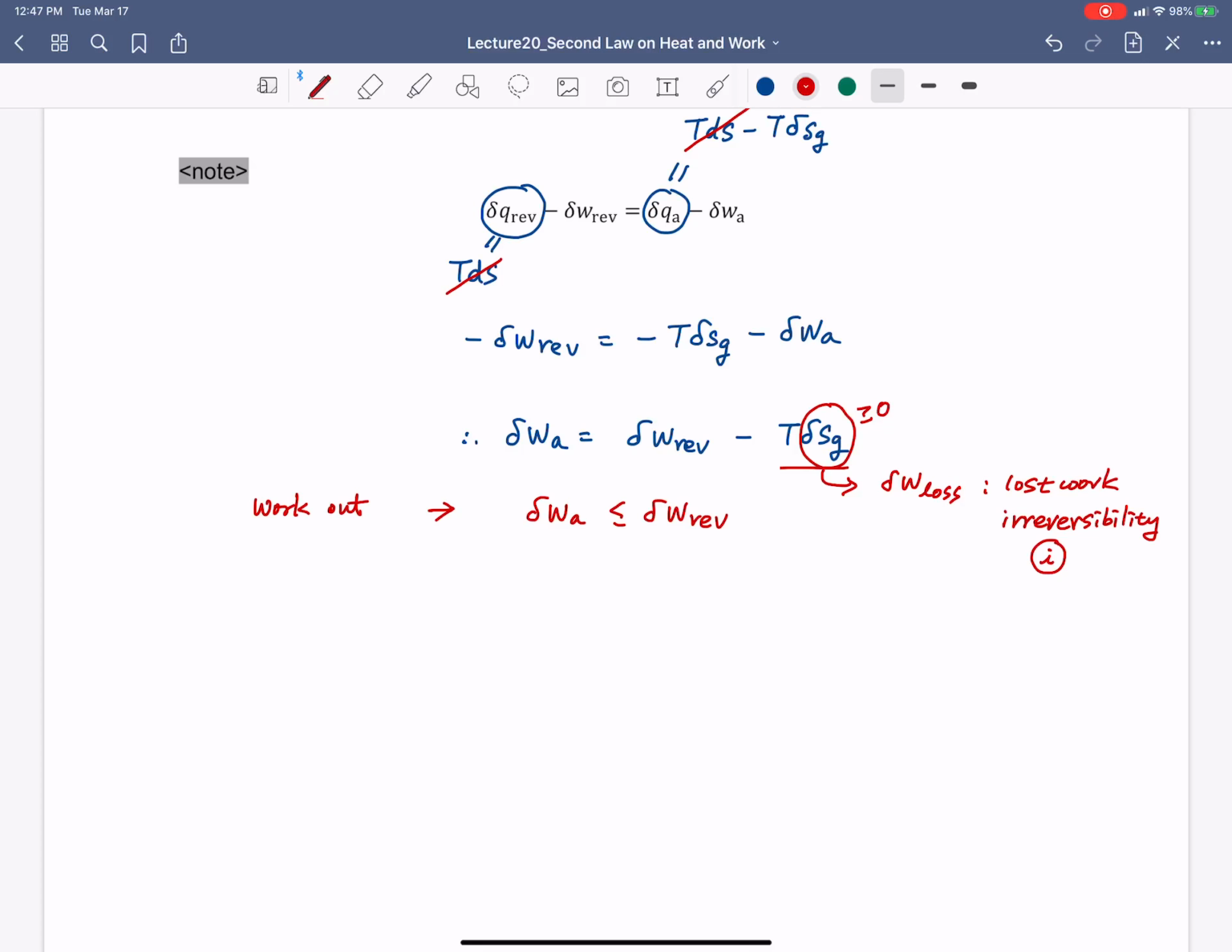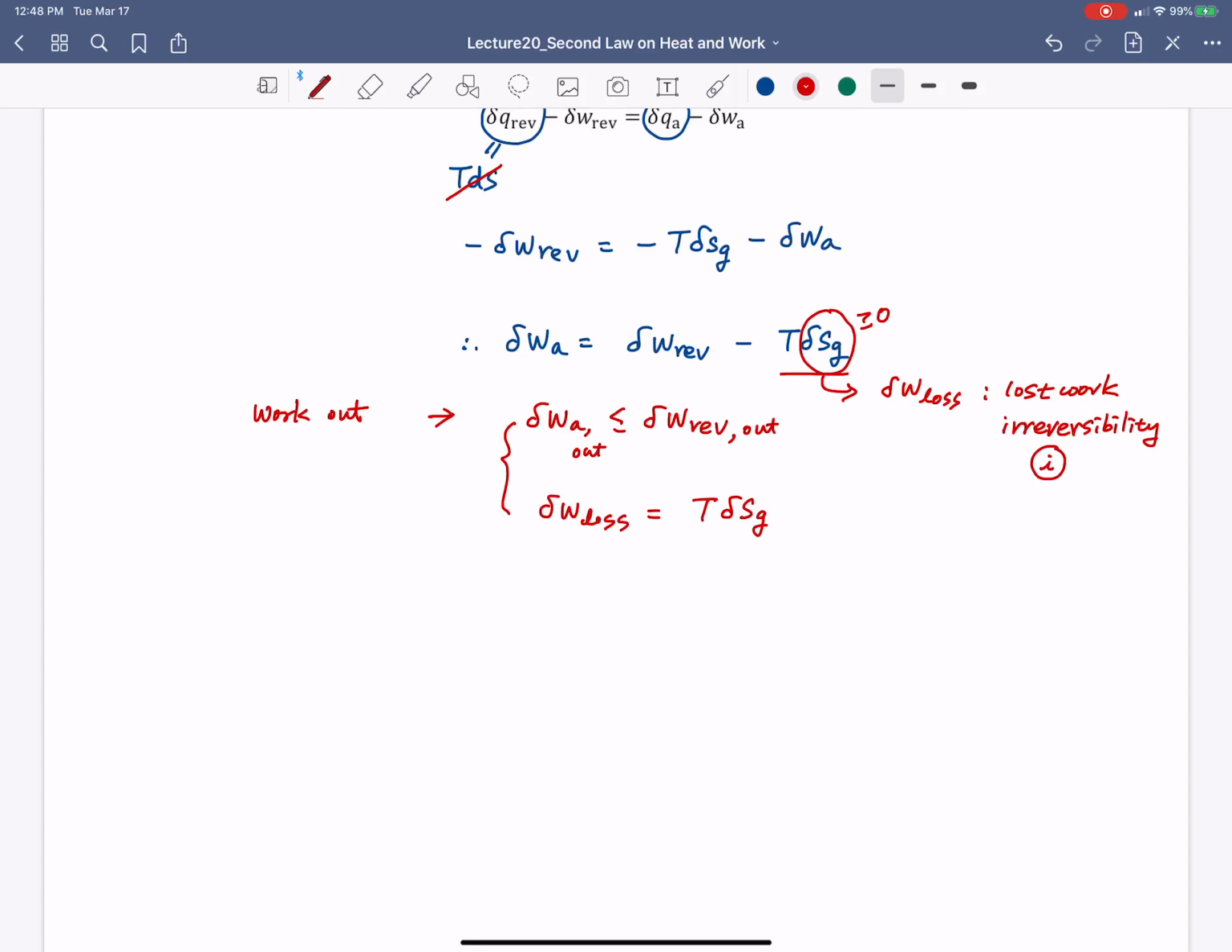Now, when you talk about work out, let me just try to write it more clearly. Actual work out is always smaller than the reversible work out. The difference between these two can be calculated by T times delta SG. So let me just write it down: delta work loss can be written as T delta SG.